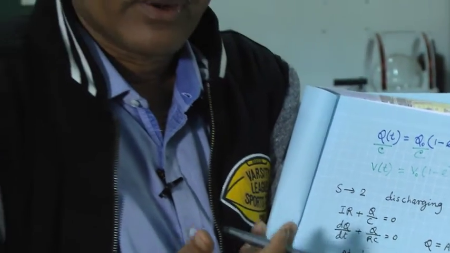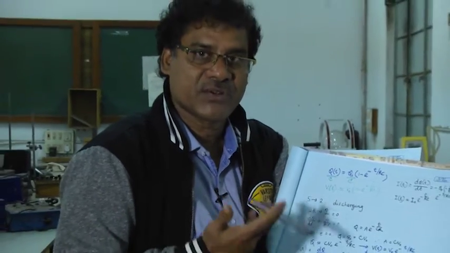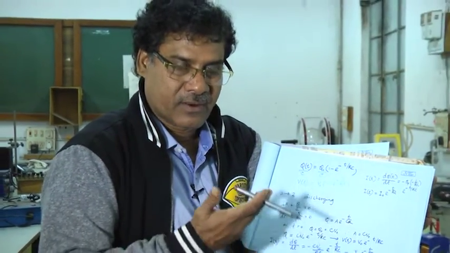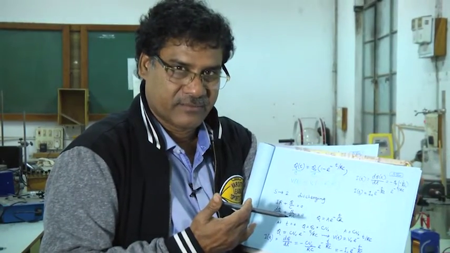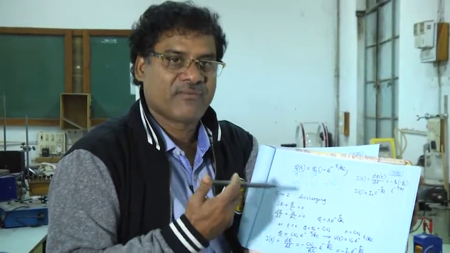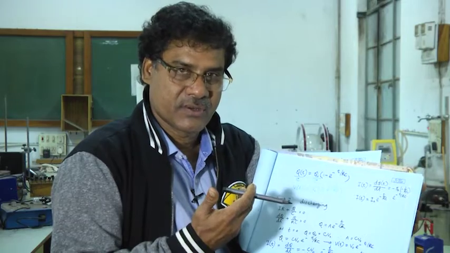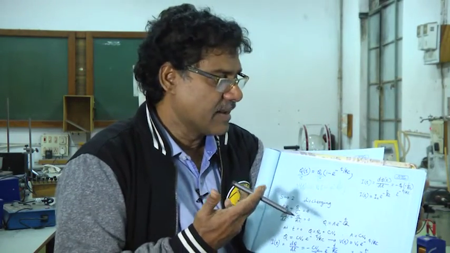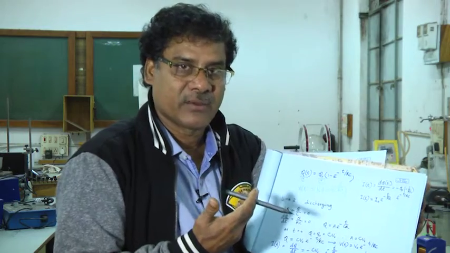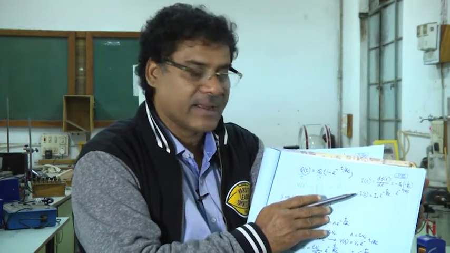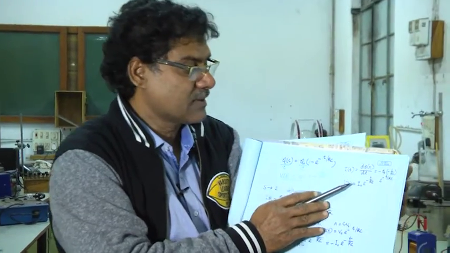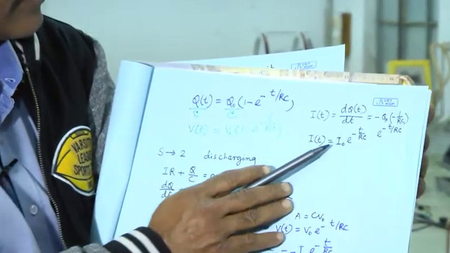So now you have the expression for the variation of charge in the circuit or across the capacitor. You have the variation of charge Q, variation of voltage V, and variation of current I. All are varying with time t, and how they are varying, this expression is in your hand.